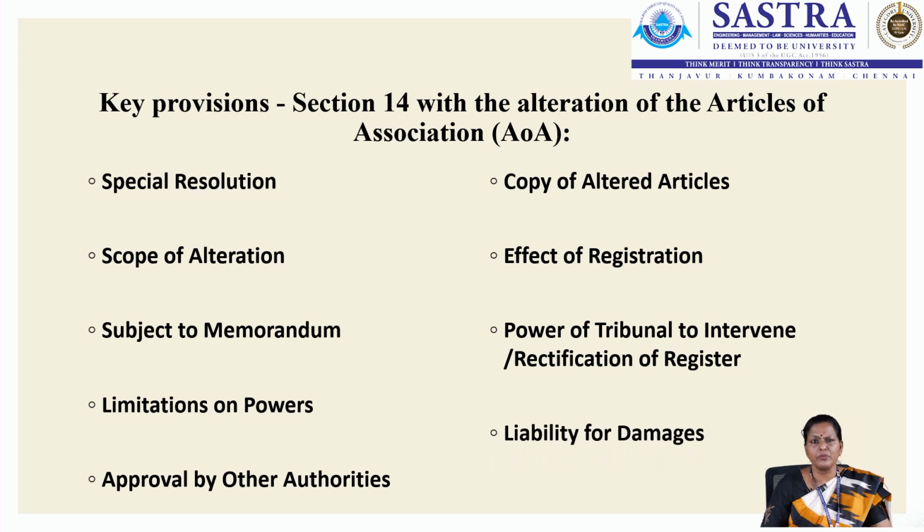In case any of the directors has made changes in the articles of association with the intention of defrauding the creditors or defrauding the members, then the directors are liable for such activities, and they will have to pay damages for the violation with respect to the changes that they have made in the articles of association. They would be personally liable for it.